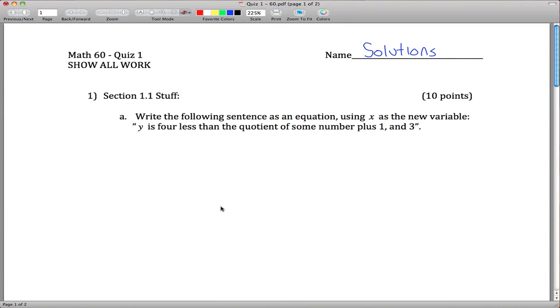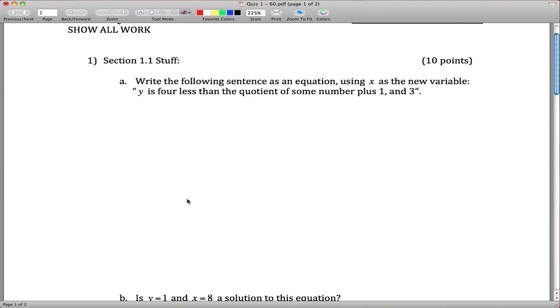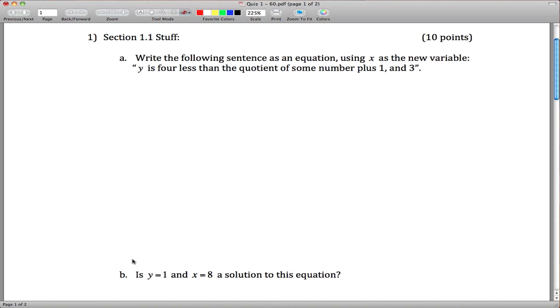Alright, here's the solutions to the first quiz. The first question here, really maybe it's more of a section than a question, but there's two parts talking about section 1.1. The first part, we're given a sentence and asked to translate it into math, write it with symbols and variables and such.